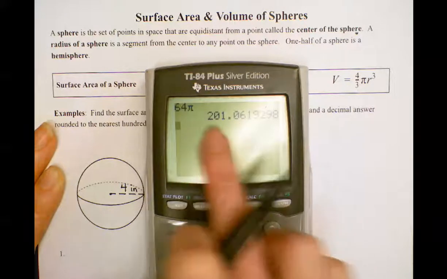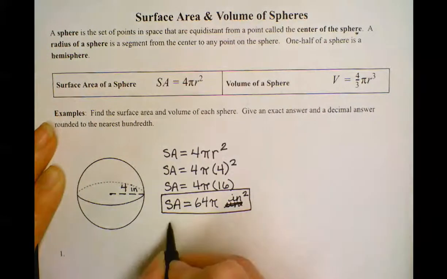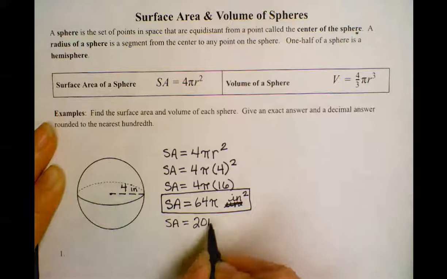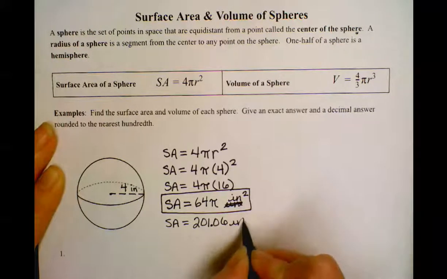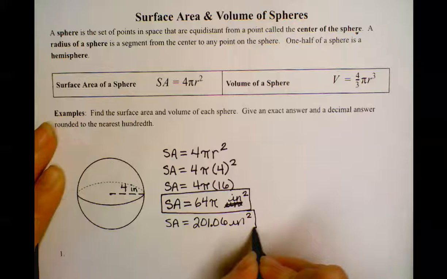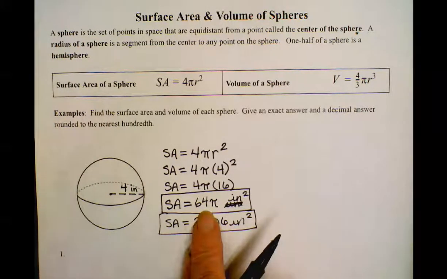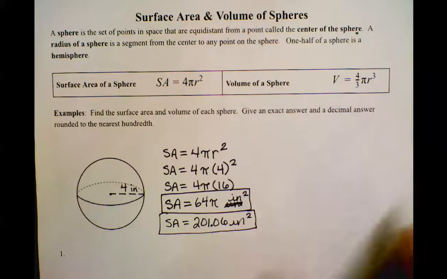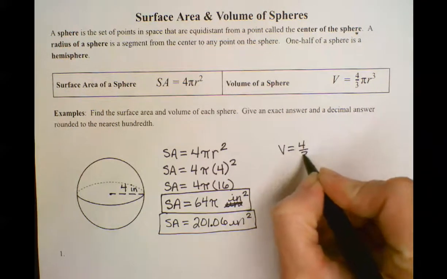And that's where we're going to round it at, 201.06. So 201 and 6/100ths, don't forget your decimal point, inches squared. And that would be our decimal answer. So we have the exact answer of 64 pi inches squared, and then this rounded decimal answer. All right, so now let's look at the volume. Volume is 4/3 pi r cubed.